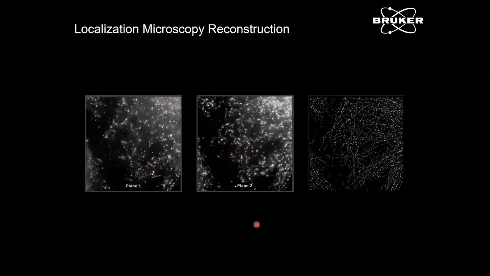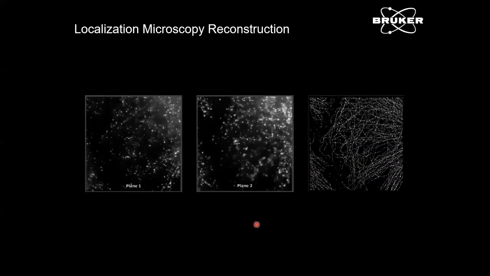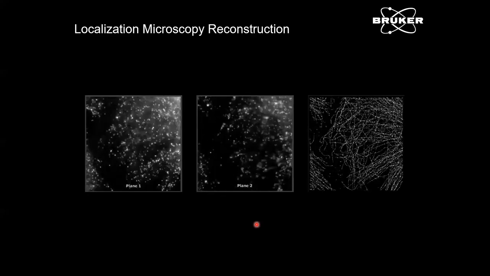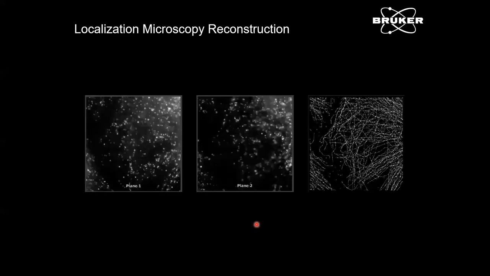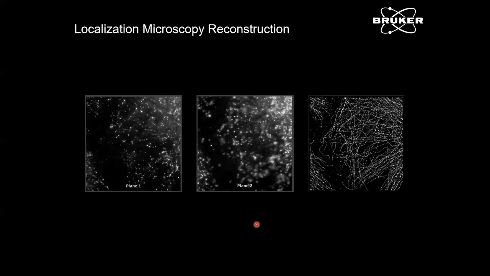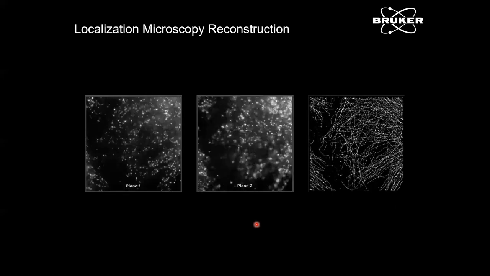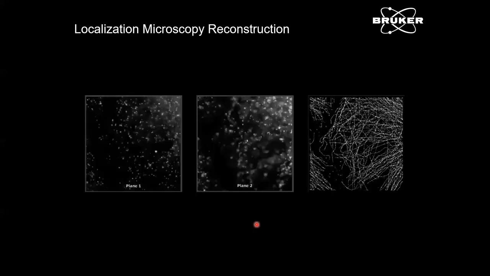And now when we do a reconstruction using the Vutara, we simultaneously image two focal planes so that we can localize both the X, Y, and Z positions. The advantage of this is that, unlike other commercial systems that use point spread function engineering to get their Z information, it's much less sensitive to imaging deeper into samples.